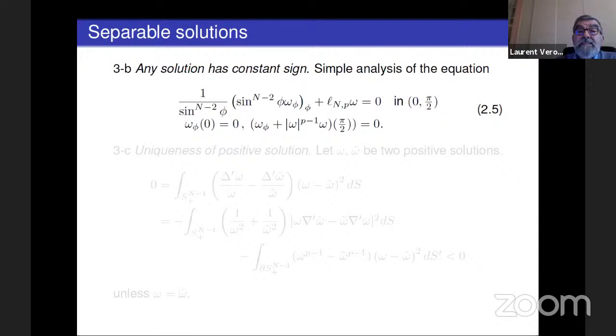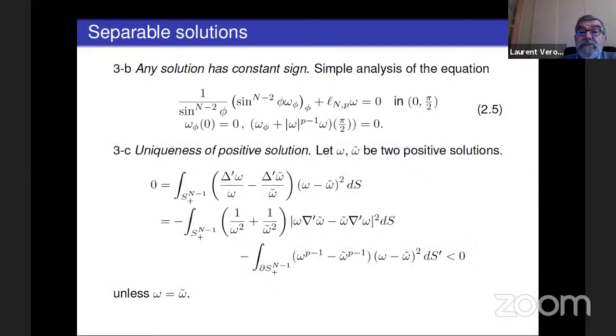Now, second, since it is a function of only one variable, it's a solution of an ODE. This ODE, I write it like this. So this is a new ODE. Now it's a rather standard analysis of this ODE, which says that a solution cannot change sign. Okay? So after this will be useful. Also now, another important fact, we have uniqueness also of positive solution.